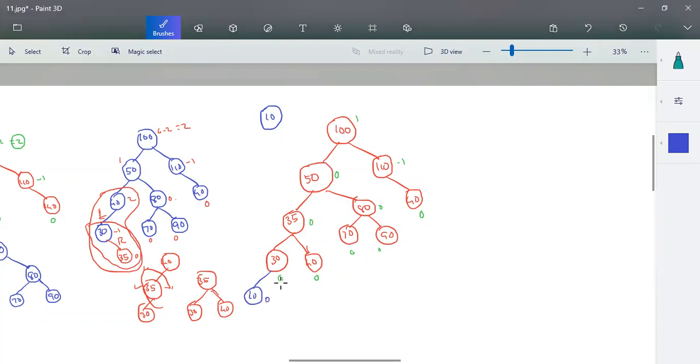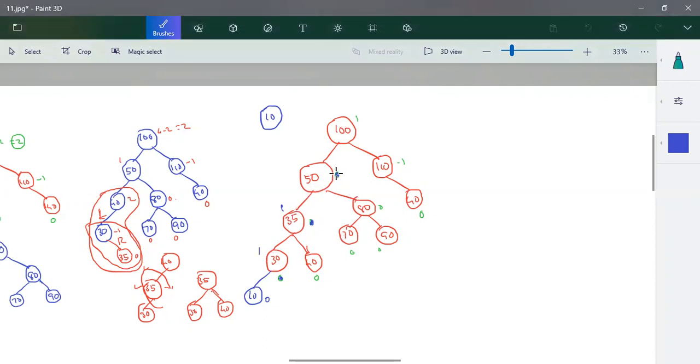For this node it is 0, and for this node it is 1, left side child. So it is 1. And this is 0, and the balance factor for node 35 is: height of left side is 2, height of right side is 1, so it is 1 here, 2 minus 1. And for 50, height of left subtree is 1, 2, 3, and height of right subtree is 1, 2. So it is modified as 1 here, right? 1, 2, 3 minus 1, 2.